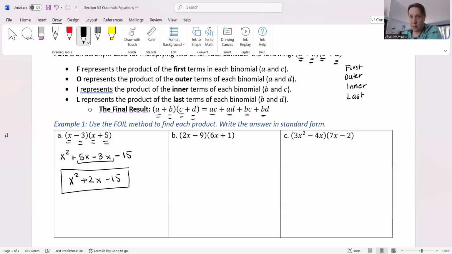So we have our squared term first, our linear term second, and then our constant third. So that would be our final answer.